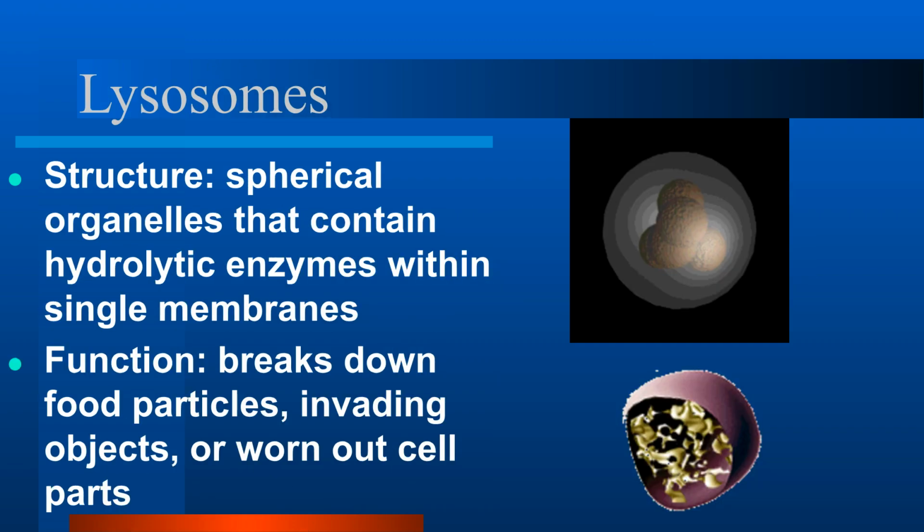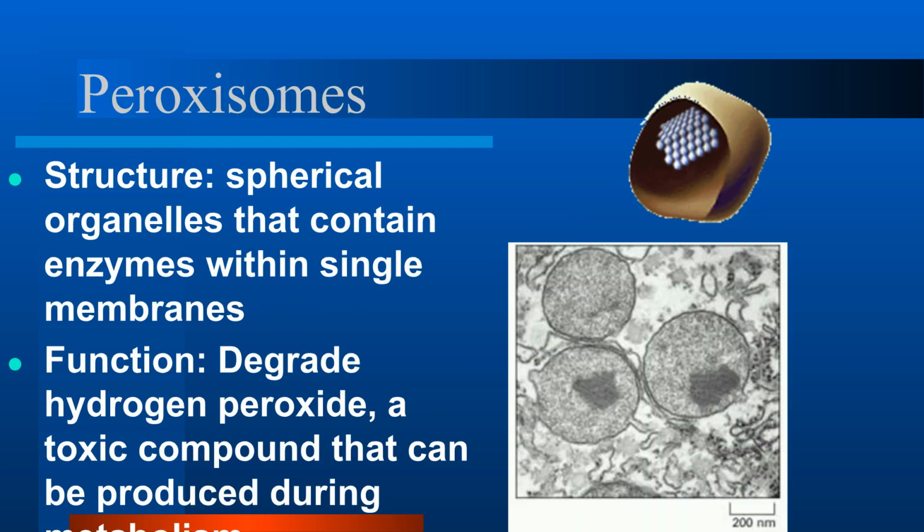Lysosomes are spherical organelles with single membranes containing hydrolytic enzymes. They function to break down food particles, invading objects, or worn-out cell parts. Peroxisomes are spherical organelles with single membranes containing enzymes. Their function is to degrade hydrogen peroxide, a toxic compound produced during metabolism.